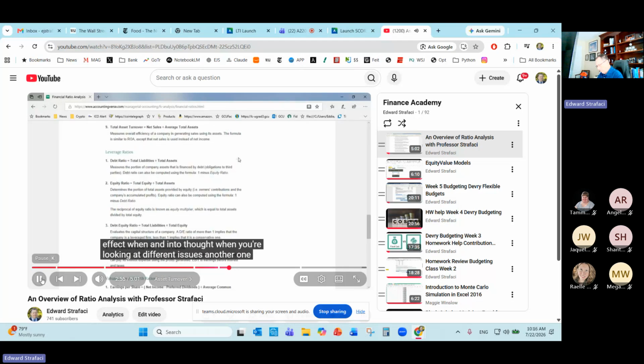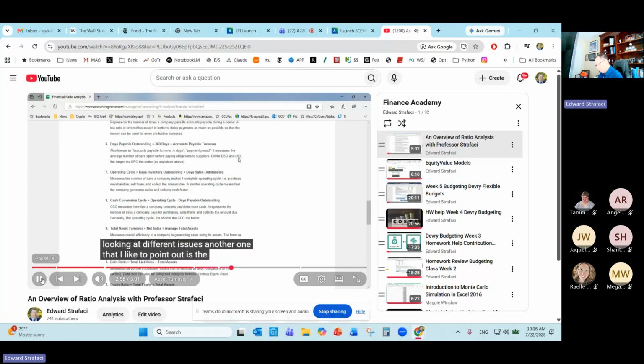Another one that I like to point out is the asset turnover number here, number 9, net sales over average total assets. Again, a number where you would want to compare two companies. One company, company A, has a high asset turnover, another one, company B, has a low asset turnover. Obviously, we would want to take a look at company A because we think that's a better idea, but we might find out that company B had just put in new factories, new production facilities, in which case that would lessen their net sales over average total assets, right? You have a higher denominator.